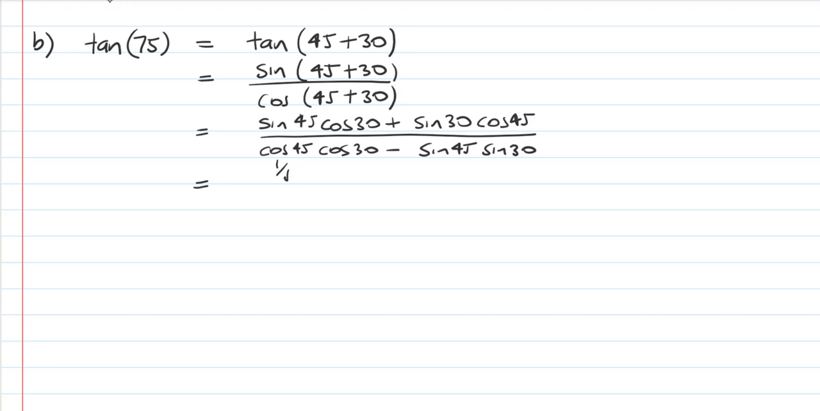I get 1 over root 2, there's a lot of those there. And then cos 30 is root 3 over 2 plus 1 over 2 times 1 over root 2, all over 1 over root 2 times cos of 30, which is root 3 over 2, minus 1 over root 2 times 1 over 2.